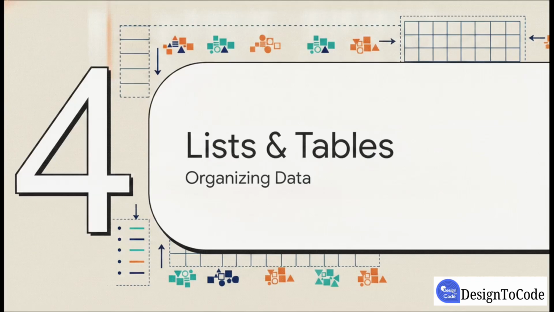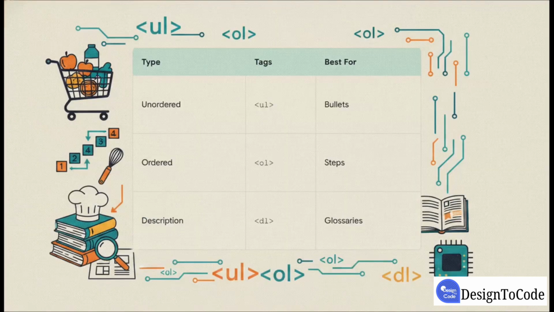Section 4. Organizing, lists, and tables. When you have a ton of data, just throwing it onto the screen is a complete mess. We need proper structure to make it readable. HTML gives us 3 distinct types of lists to wrangle our data. First, unordered lists. These are your standard bullet points, perfect for things like a grocery list, where the order doesn't really matter. Then you have ordered lists, which automatically number your items. This is ideal for step-by-step recipes or tutorials where sequence is everything.